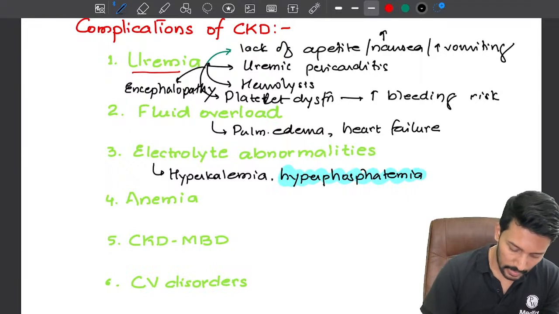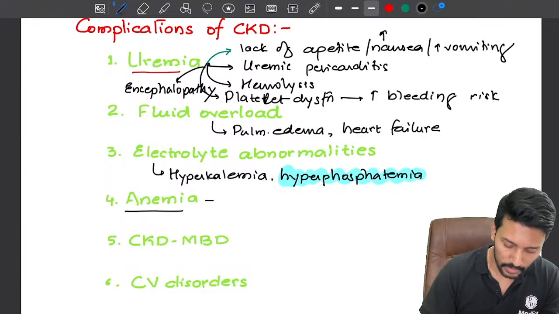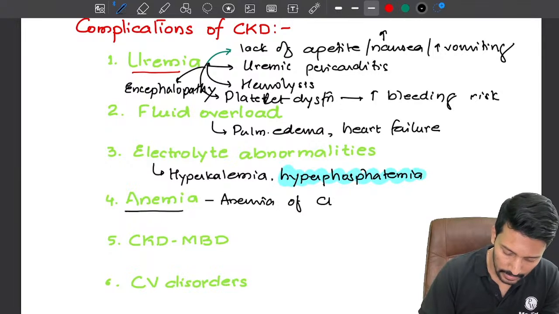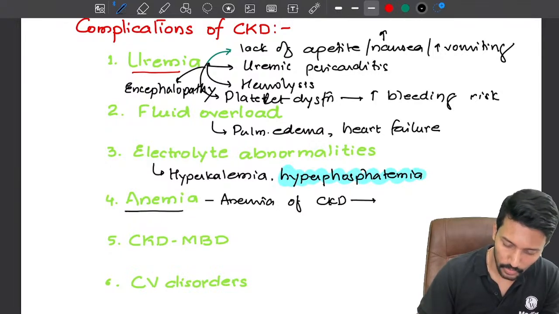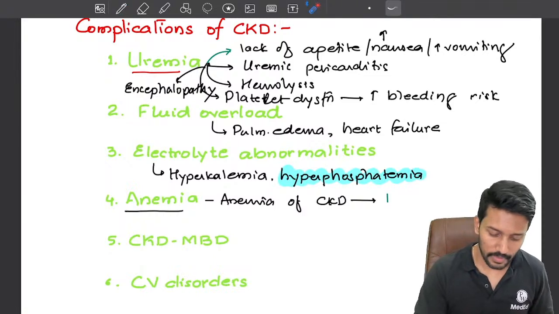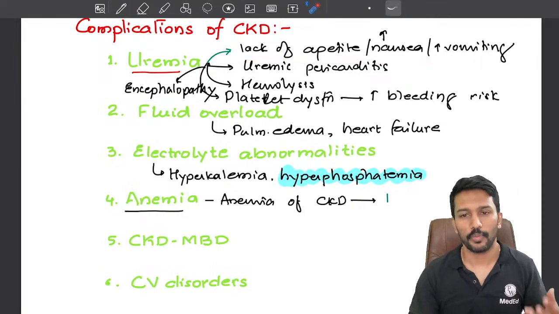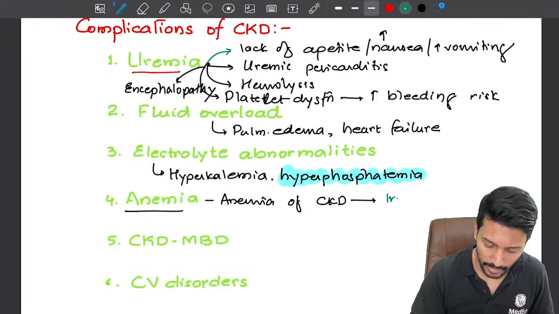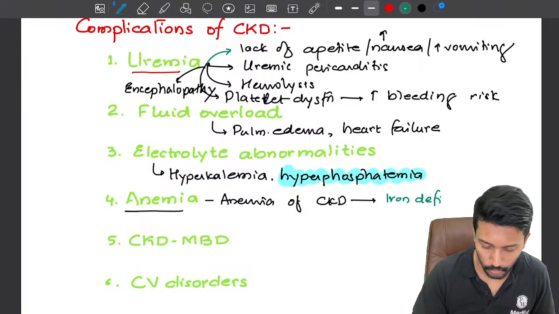Then CKD will also lead to anemia. We call it anemia of CKD. Various causes are there. What are the causes? Number one, because of the uremia, they have decrease in appetite, severe nausea, vomiting. So their food intake comes down, so they have nutritional deficiency. They can have iron deficiency. So that is one contributing cause.